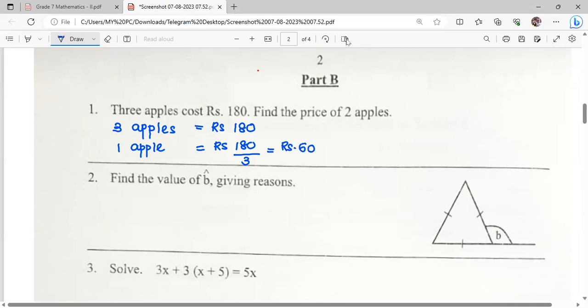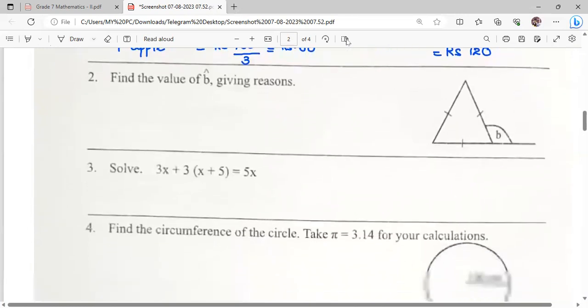Okay. So then here we have that the 60 rupees is 1 apple's price. So then what we want to do, that we want to find the price of 2 apples. So then here we write that the 2 apples we have rupees 60 multiplied by 2. So then you write 120 rupees. Right? So then 3 apples, it is 180. 1 apple, it is 60. So then 2 apples, it is 120. Then we'll move to the next one.